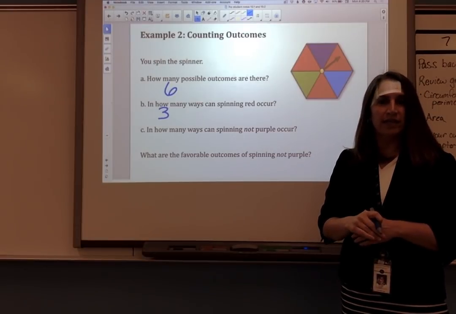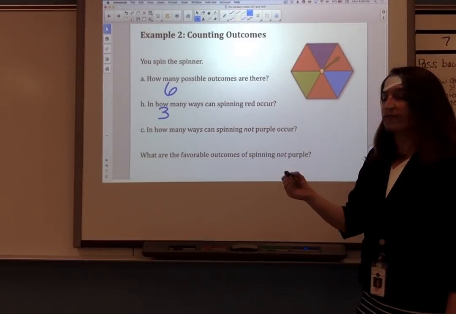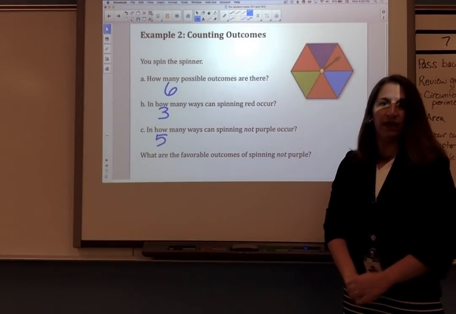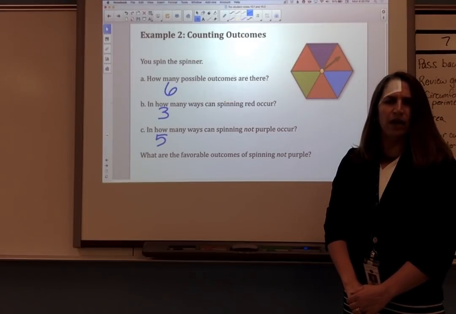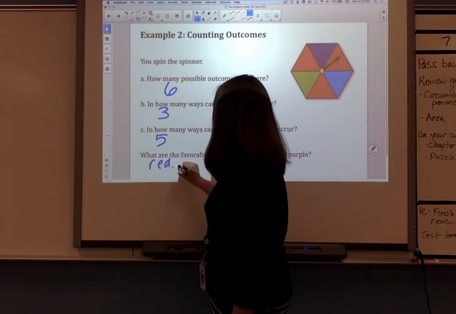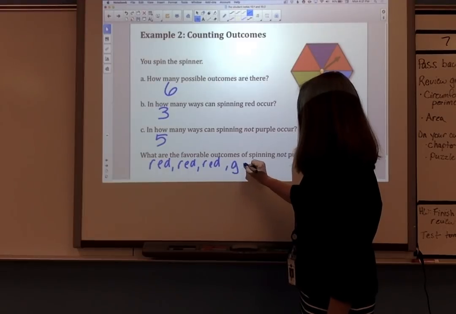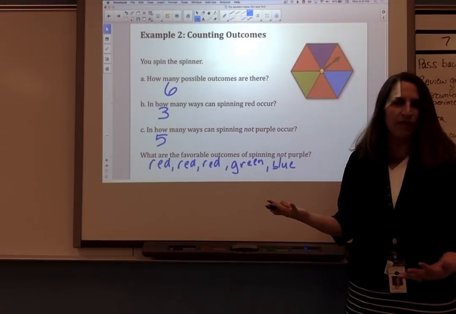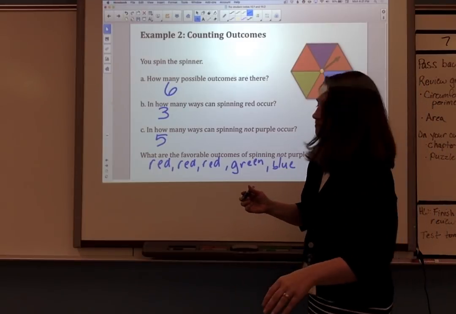And then in how many ways can spinning not purple occur? Well, out of the 6 possible outcomes, 5 of them are not purple. So there would be 5 outcomes that would fit that description. And then what are the favorable outcomes of spinning not purple? So these 5 would be red, red, red, that's 3 of them, green, and blue. And obviously we wouldn't need to list them in that order, but those are the 5 outcomes where purple is not spun.